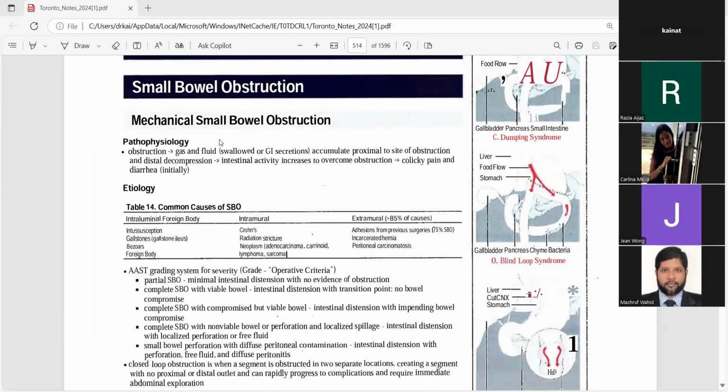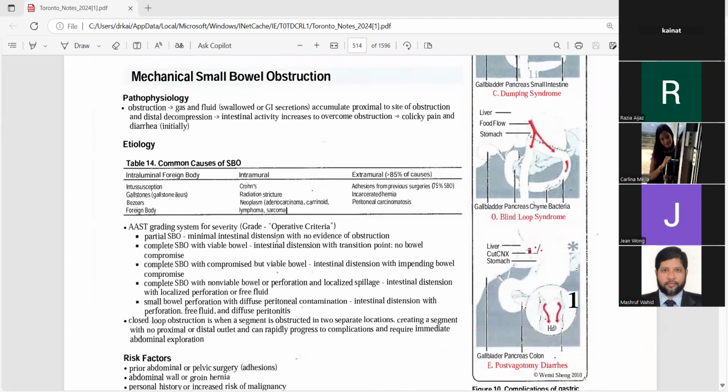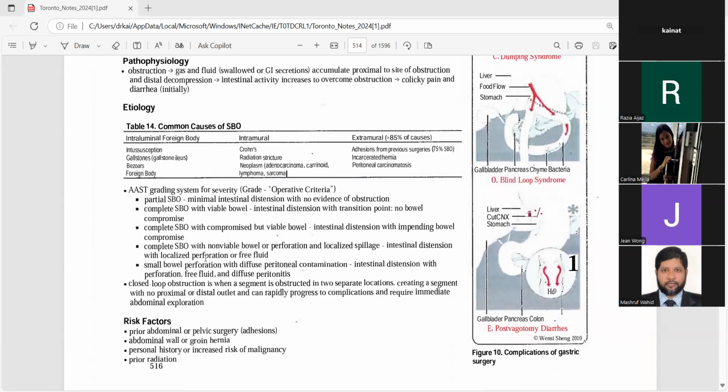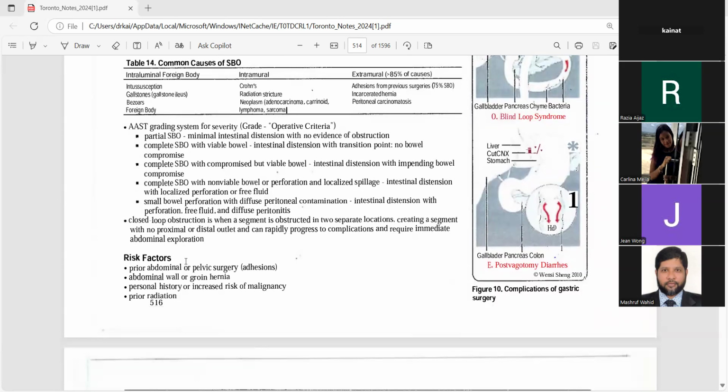Okay. And then comes the obstruction, so you can forget about pathophysiology. You can read the common causes, just keep that in mind so you can make the differential diagnosis. Then comes the risk factors. Risk factors are important because on the basis of risk factors, sometimes it helps with the diagnosis as well. So, what could be the complication or risk factors that can cause the obstruction?